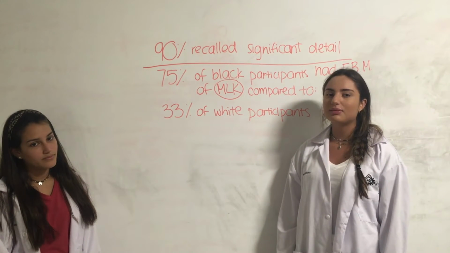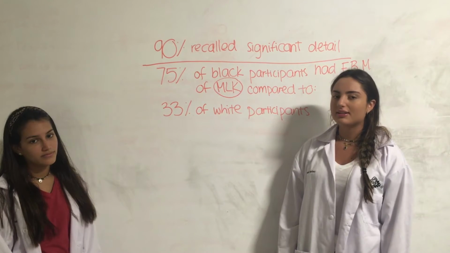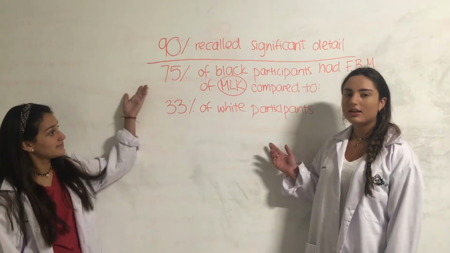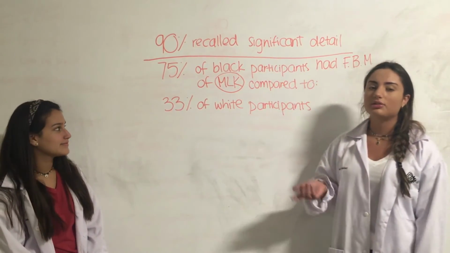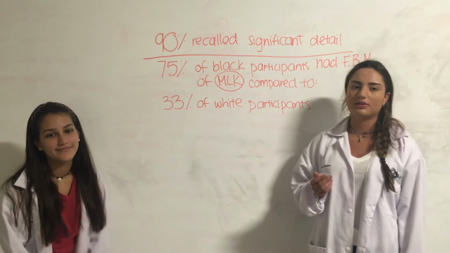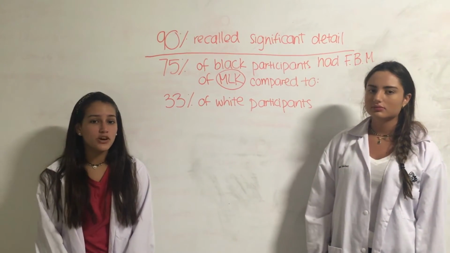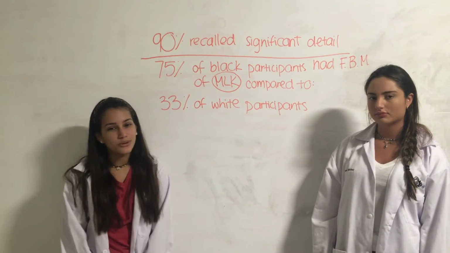However, when it came to the assassination of a public figure, there is a difference in the results based on personal relevance. 75% of Black participants had flashbulb memories on Martin Luther King, compared to only 33% of white participants. The good thing about our study is that it is reliable, which means our procedure can be replicated. Although, there's some other not so good details.